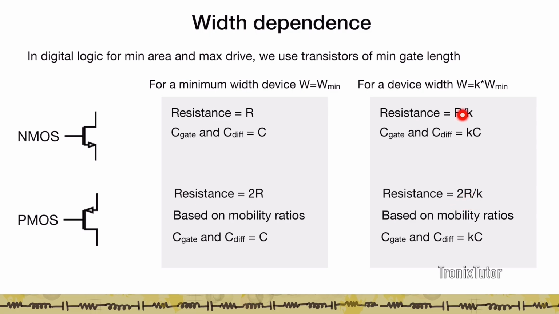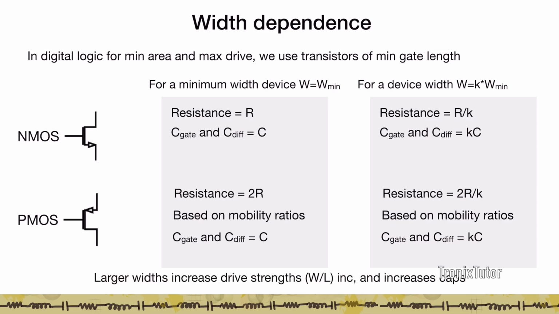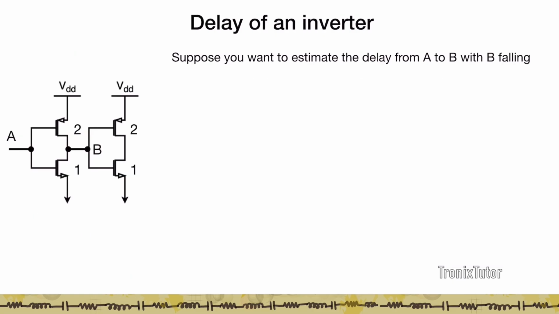So this ratio between the NMOS and PMOS resistances continues to hold because we still assume that the mobility is lower in the PMOS compared to the NMOS, and the gate capacitances in the wider PMOS transistor rise up by KC. And so larger widths, essentially, while they give us larger drive currents, they also increase the intrinsic capacitances that are associated with the transistor. So let's look at how this affects the delay of an inverter.